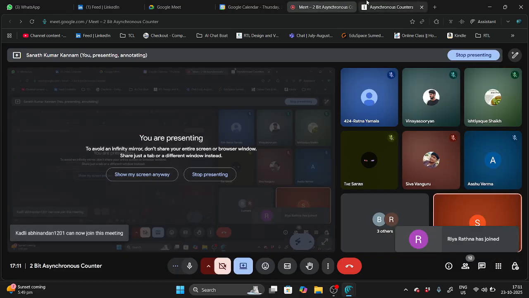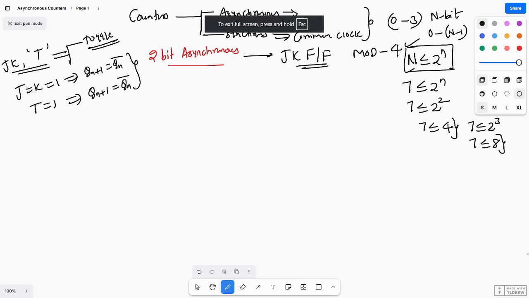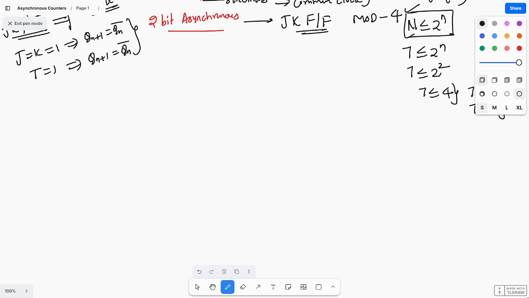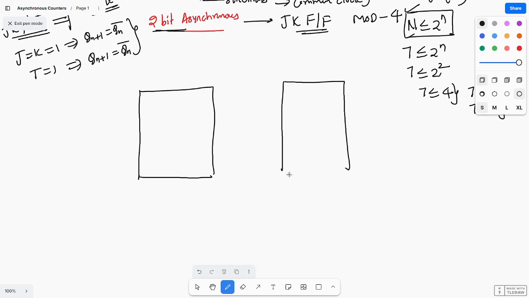Next, here I am designing a 2-bit asynchronous counter, so I am using these 2 JK flip flops. For an n-bit counter you need n flip flops. For a 2-bit counter you need how many flip flops? 2 flip flops.